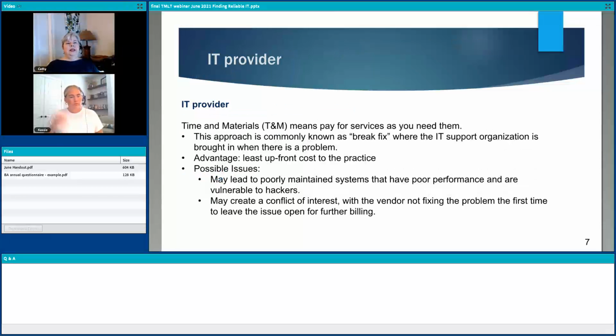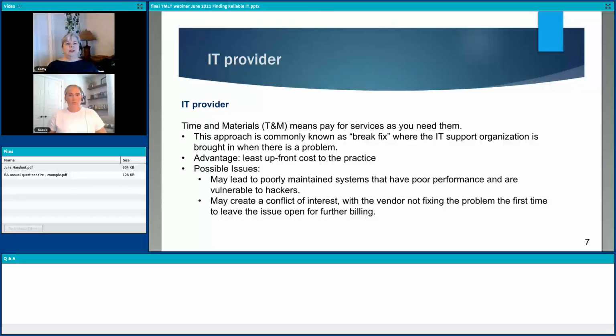So let's take a look a little deeper at the break fix or the time and materials model. This is again where you have a problem, you pick up the phone or send an email to the person you have an arrangement with and say, something broke, please come fix it. Often, the advantage that practices see to this service model is that it offers the least upfront cost to the practice. You're not paying out on a monthly basis, you're only paying when something occurs that needs attention.